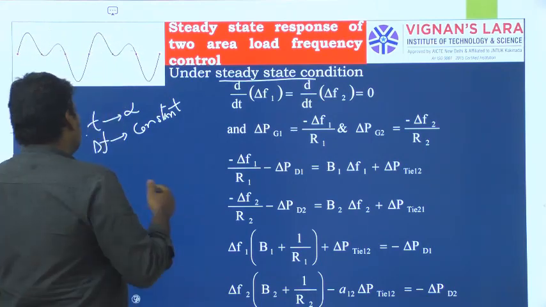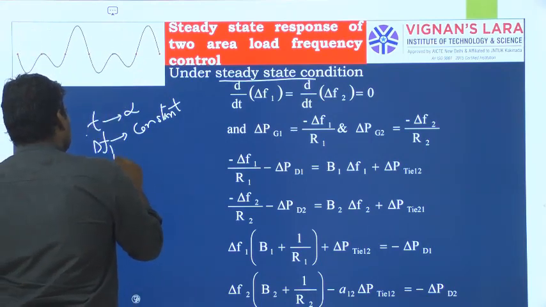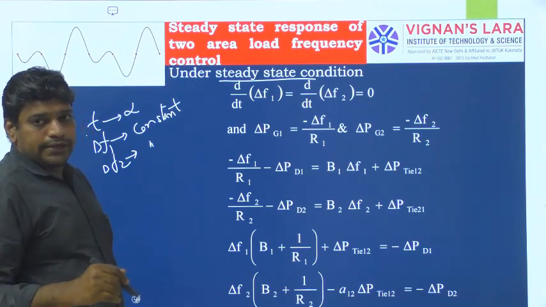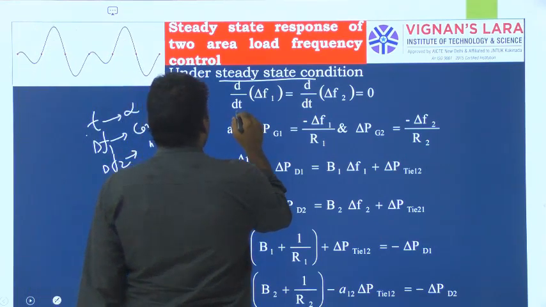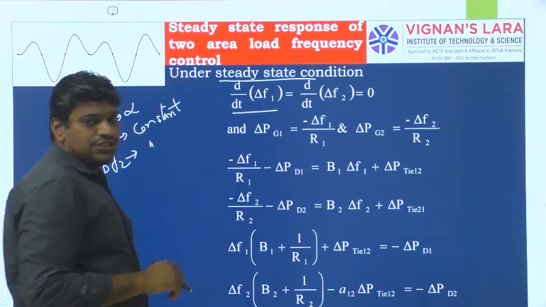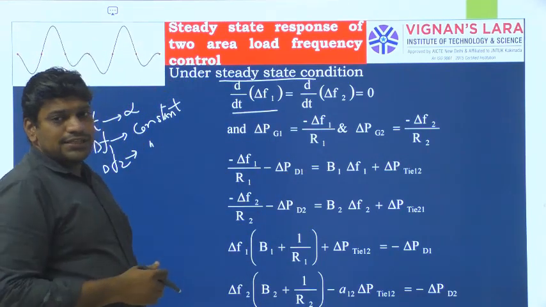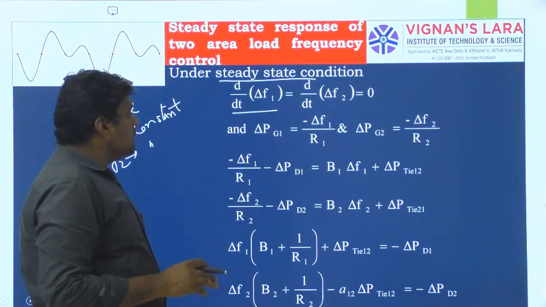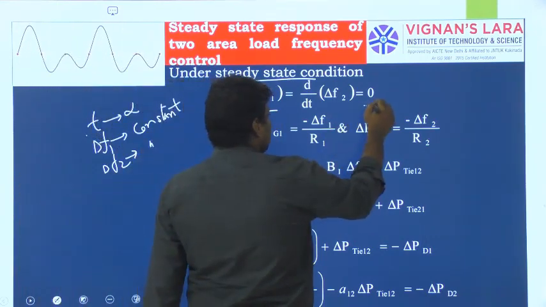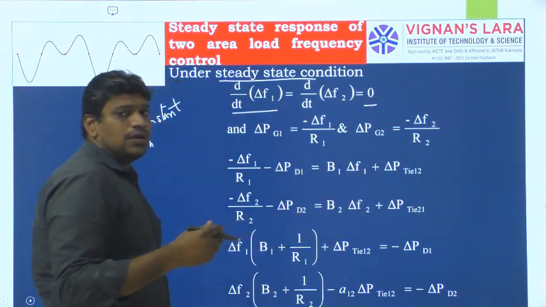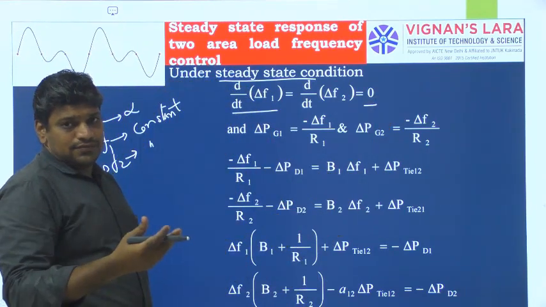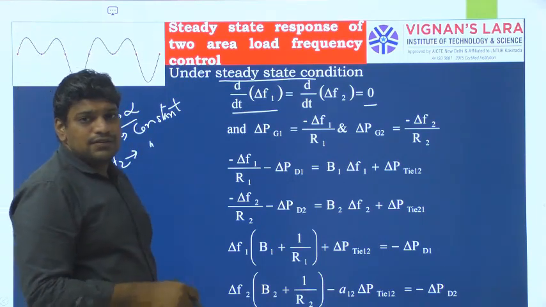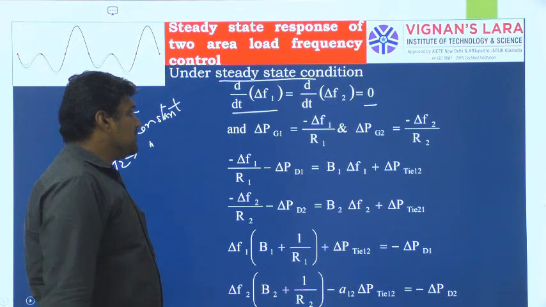That's why in both cases, delta F1 and delta F2 are assumed to be constant at the steady state point. Therefore, on differentiation, delta F1 at the steady state condition and delta F2 at the steady state condition will be 0. These two are constant at the steady state, at t tends to infinity, so on differentiation they lead to 0.